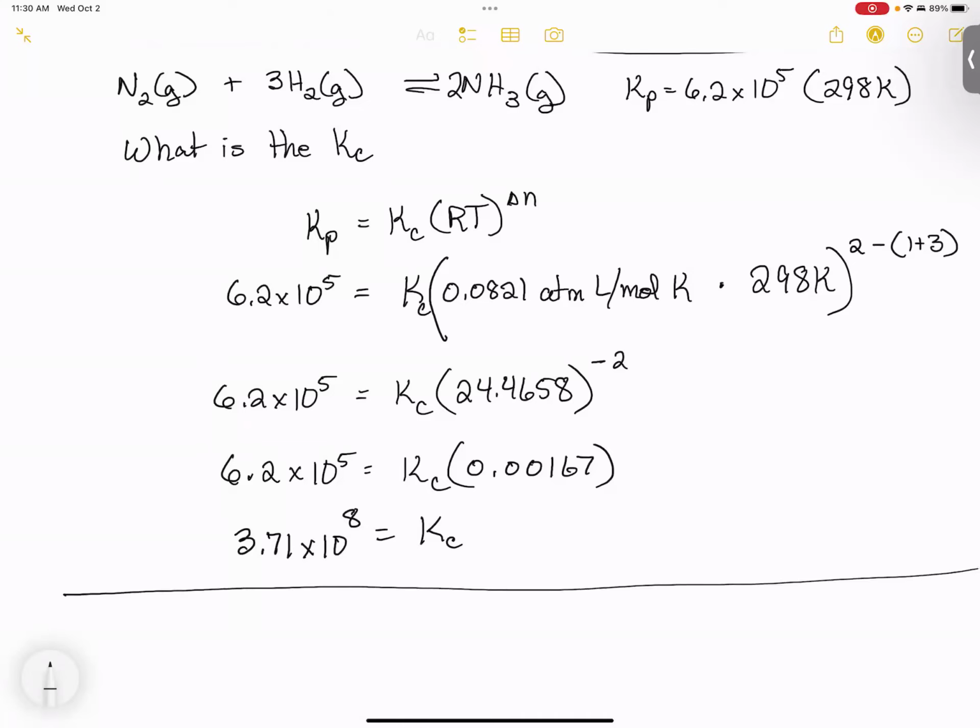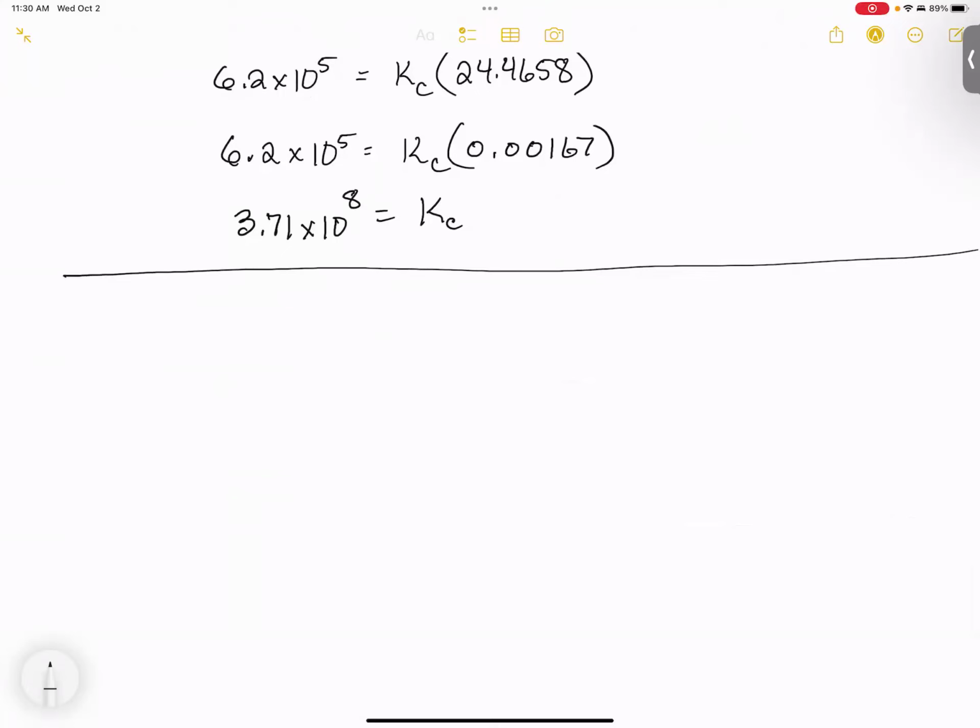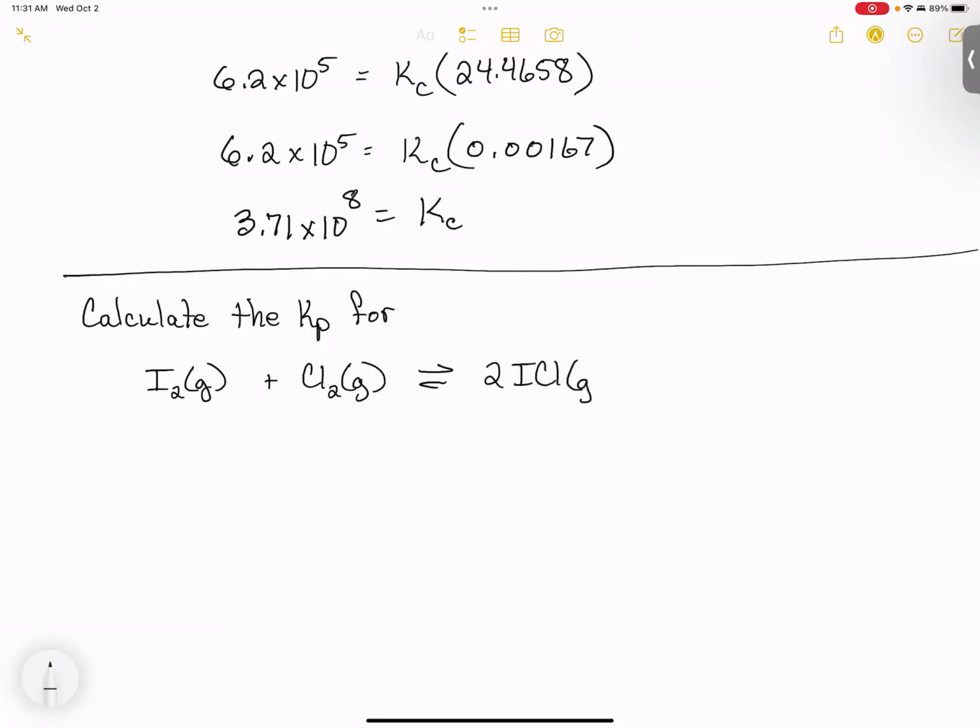Let's look at one more example of this. Calculate the Kp for iodine gas plus chlorine gas going to make 2 iodine monochloride gas with a Kc of 81.9 at 298 Kelvin.